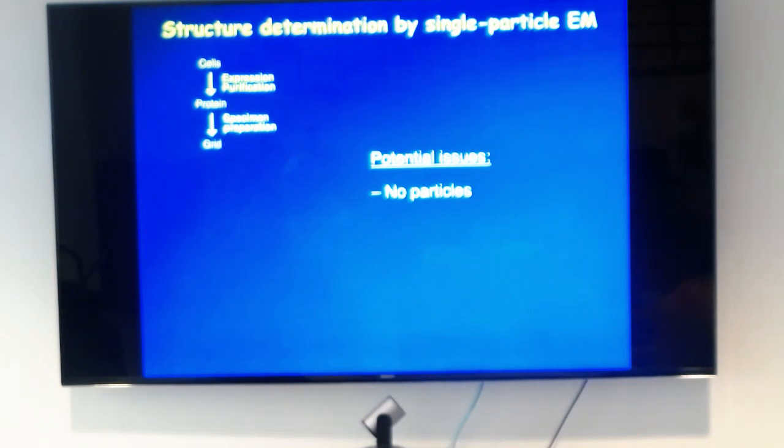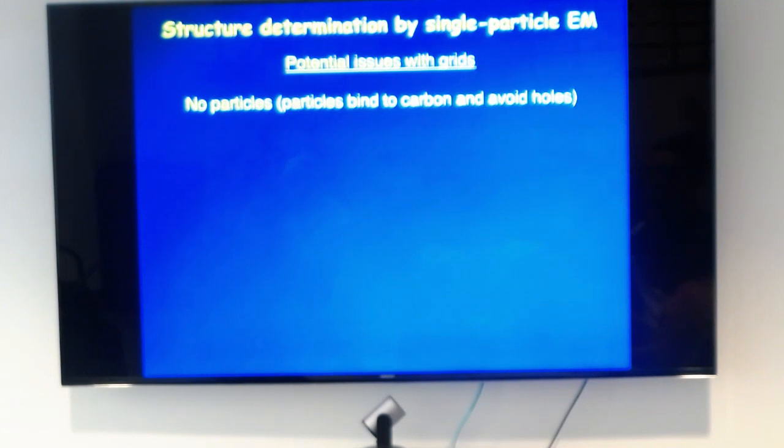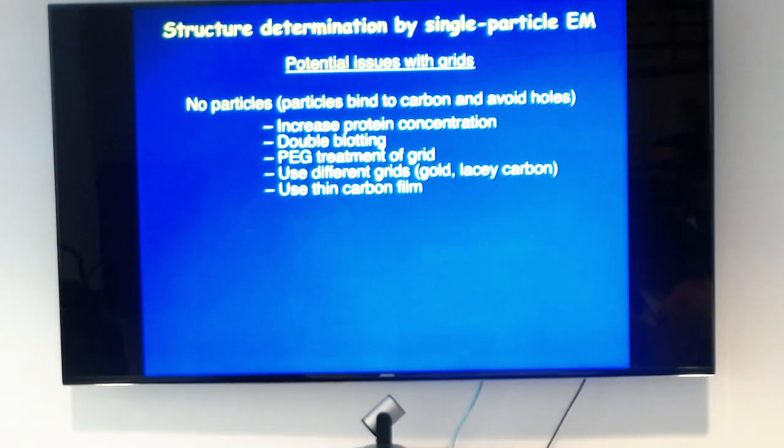This happens quite often. Another problem is that you get nice particles in your holes, but they are all in the same orientation. The problem with that is that you have to see different orientations so you can actually construct a 3-dimensional density map. So you need the different views. So these are the 2 different problems. No particles is not so much of a problem anymore. People now have found all kinds of different ways to deal with this problem.